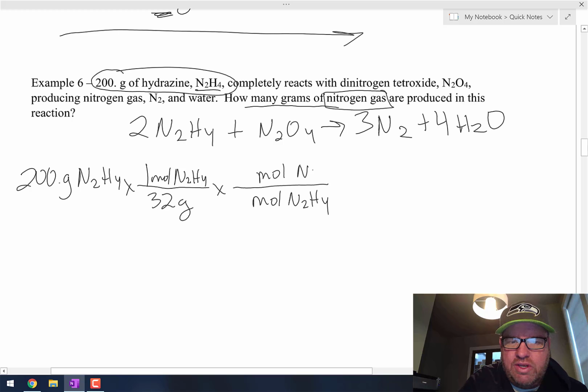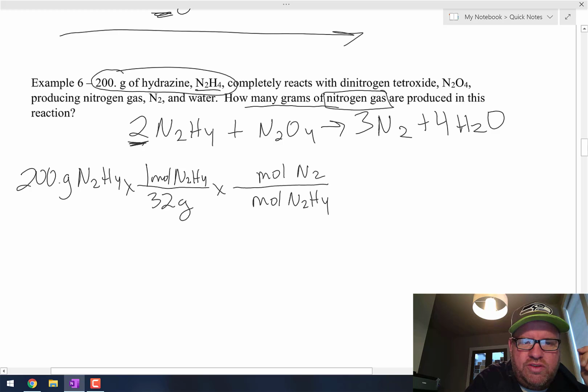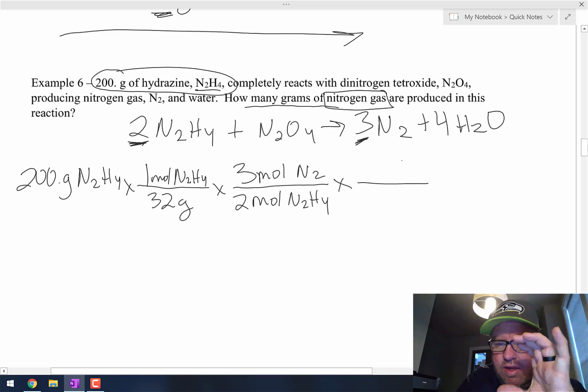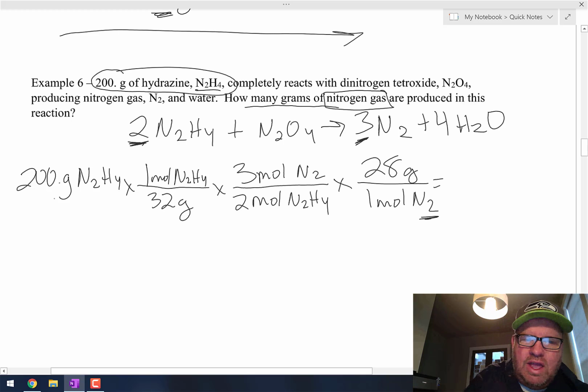So I'm going to go to moles of nitrogen. Okay, and now I need the balanced equation to help me out here. 2 moles of N2H4 are going to make 3 moles of nitrogen gas. So 2 moles of N2H4, 3 moles of nitrogen gas. Okay, and now my last step is I'm going to use the molar mass again, so it's always 1 mole of N2, and nitrogen has a mass of 14, but there's 2 N's, so that's 28 grams. And again, if I've done this correctly, everything's going to cancel except for my grams of nitrogen.